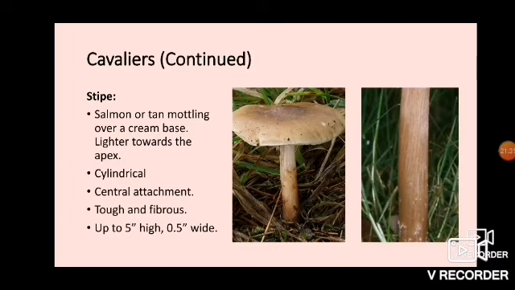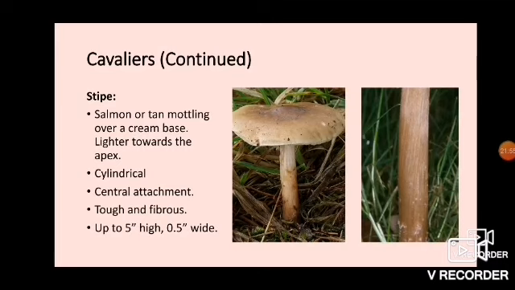Now let's talk about the stipe here. The stipe is salmon or tan with mottling, and you can see that happening here. That's often a telling feature of this mushroom. And it's over top of a cream base. So you have cream with the salmon coloration kind of mottling into it. It becomes lighter towards the apex, as you see happening there.